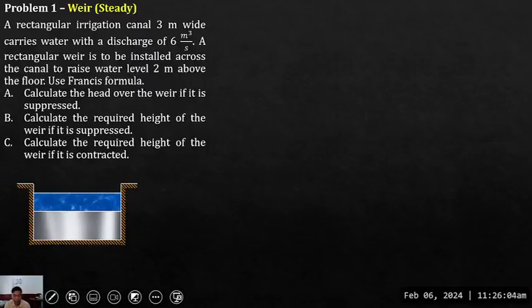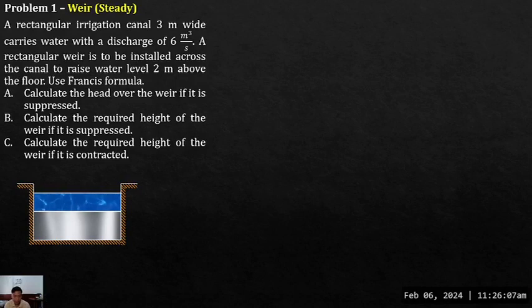Sige, so let's try to solve some problems. So problem number 1. A rectangular irrigation canal, 3 meters wide, carries water with a discharge of 6 cubic meter per second. A rectangular weir is to be installed across the canal to raise water level 2 meters above the floor, and it explicitly states that you use the Francis formula. So calculate the head over the weir if it is suppressed. Calculate the required height of the weir if it is suppressed, and then calculate the required height of the weir if it is contracted.